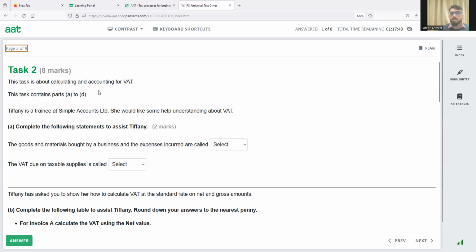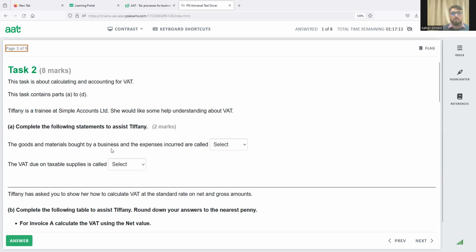Again, they tell you what this task is all about at the top of the task, and then how many parts this task has. So this task is about calculating and accounting for VAT. This task contains parts A to D. Tiffany is a trainee at Simple Accounts Limited. She would like some help understanding VAT. Complete the following sentence statements to assist Tiffany.